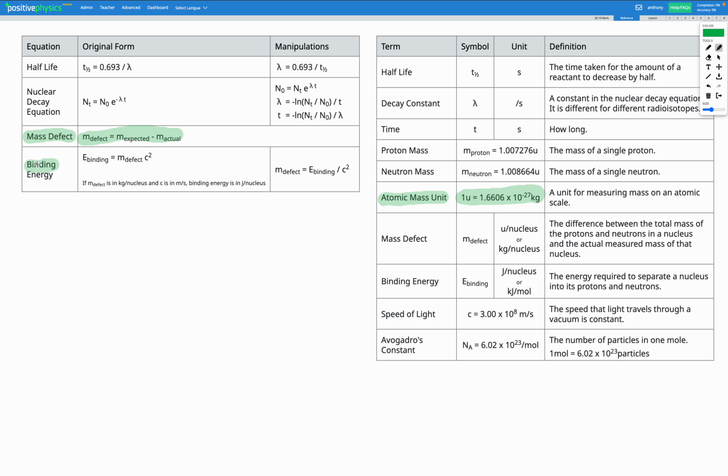Here's our equation for binding energy. It's E equals mc squared, where E is the binding energy, m is the mass defect, and c is the speed of light. Now, we're told here mass defect needs to be in kilograms per nucleus, and c is in meters per second. That gives us a binding energy in joules per nucleus.